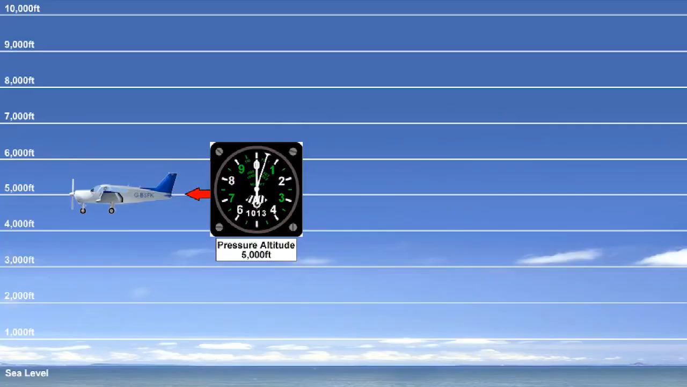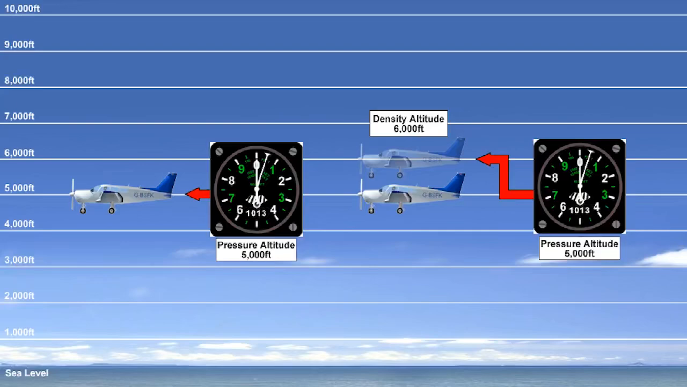So, whereas pressure altitude, in aviation terms, is the indicated altitude obtained when an altimeter is set to 1013.2 millibars, or 1013.2 hectopascals, density altitude is used to describe how dense the atmosphere is in comparison to the International Standard Atmosphere. It is the altitude in the standard atmosphere at which the prevailing density would occur.